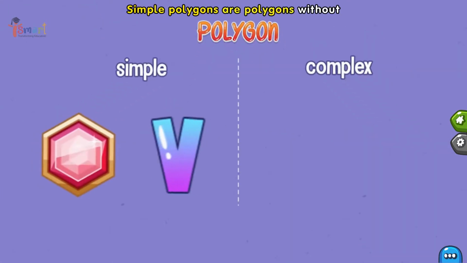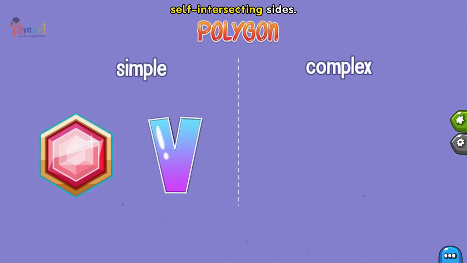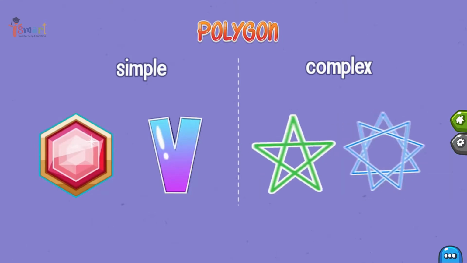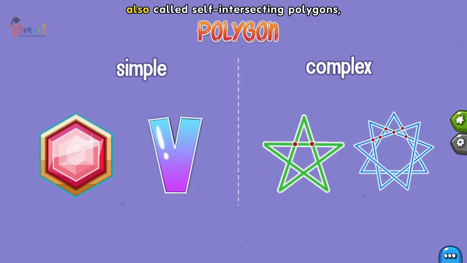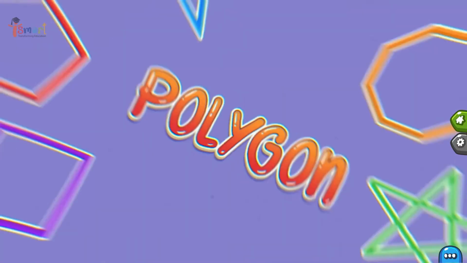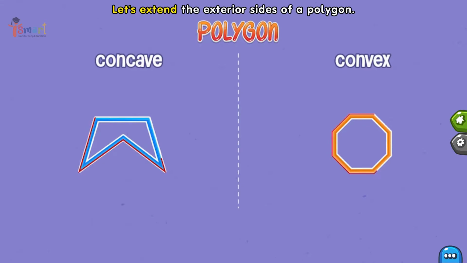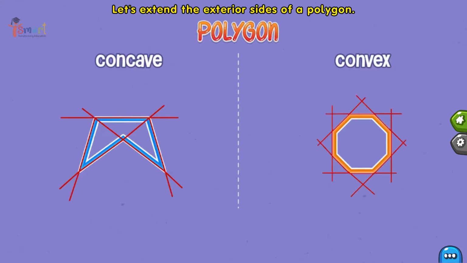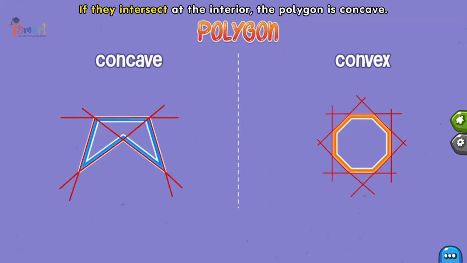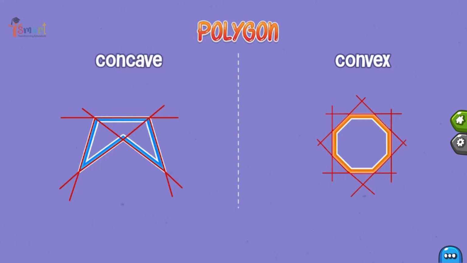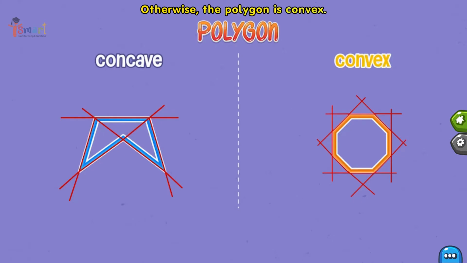Simple polygons are polygons without self-intersecting sides. Complex polygons, also called self-intersecting polygons, have sides that cross over each other. Let's extend the exterior sides of a polygon. If they intersect at the interior, the polygon is concave. Otherwise, the polygon is convex.